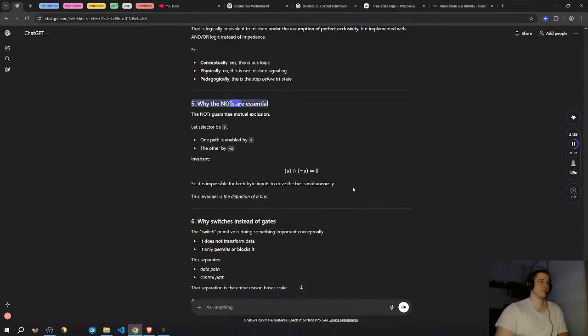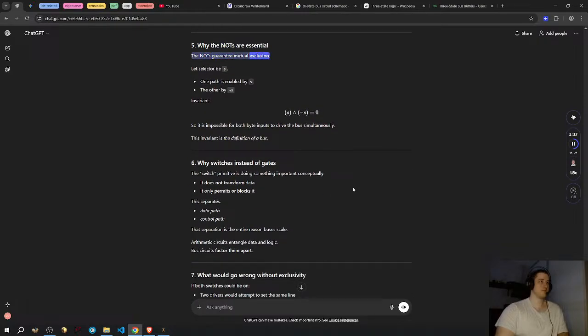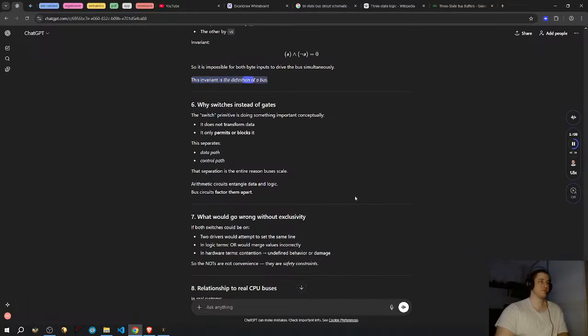5. Why the NOTs are essential. The NOTs guarantee mutual exclusion. Let the selector be S. One path is enabled by S, the other by NOT S. So it is impossible for both byte inputs to drive the bus simultaneously. This invariant is the definition of a bus.